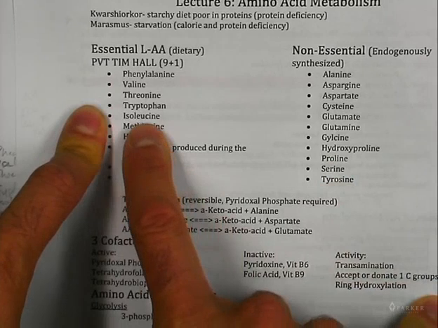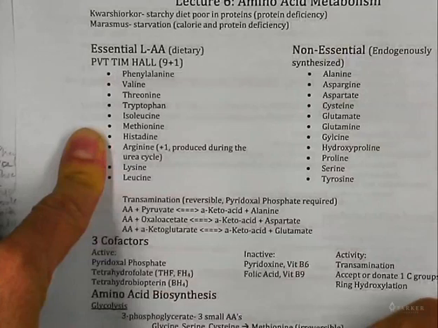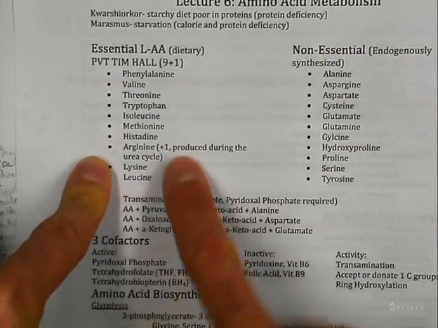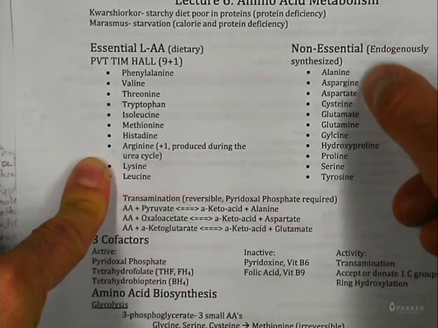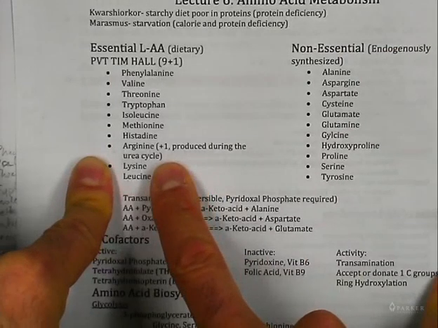Isoleucine is the only I. Don't worry about it too much. Methionine is the only M. Don't worry about it too much as long as you know it's Tim Hall. Arginine. You need to be able to differentiate from alanine, asparagine, and aspartate. Arginine is the only nutritionally essential amino acid of those.